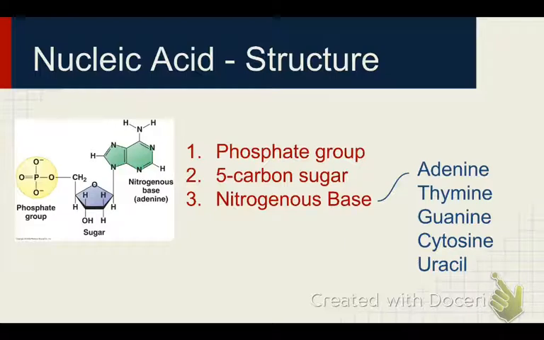Now your phosphate group, again, is in that yellow circle, and it's attached to your 5-carbon sugar. Your 5-carbon sugar is your middle molecule. It has phosphate coming off one side, and your nitrogenous base coming off the other. Your nitrogenous bases are adenine, thymine, guanine, cytosine, and uracil. Go ahead and put a star next to thymine and uracil. Thymine is special because it is only found in DNA. Uracil is thymine's counterpart in RNA, so that one's found only in RNA.